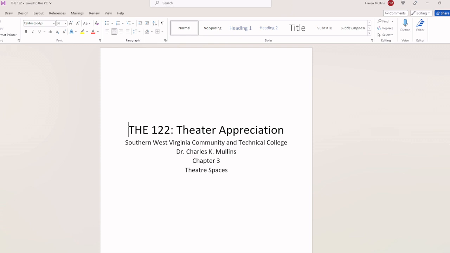On the top of page 60, we see a diagram of a thrust stage. It's a really good diagram. It reminds me of the stage that I performed on during my undergraduate years at the university.